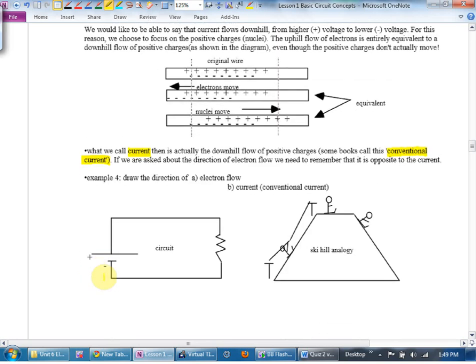Example four. Malcolm, which part of this battery is the positive terminal, the top one or the bottom one? That's which way the current is flowing. Current is flowing this way. Which way is the electron flow? Electrons are flowing this way, in the opposite direction of the conventional current.